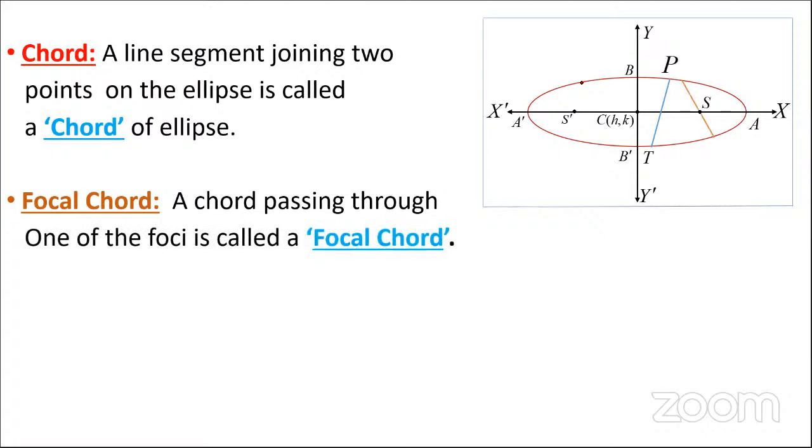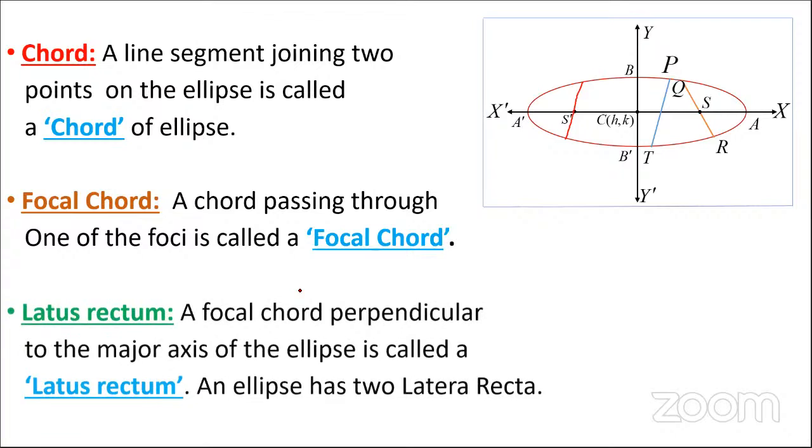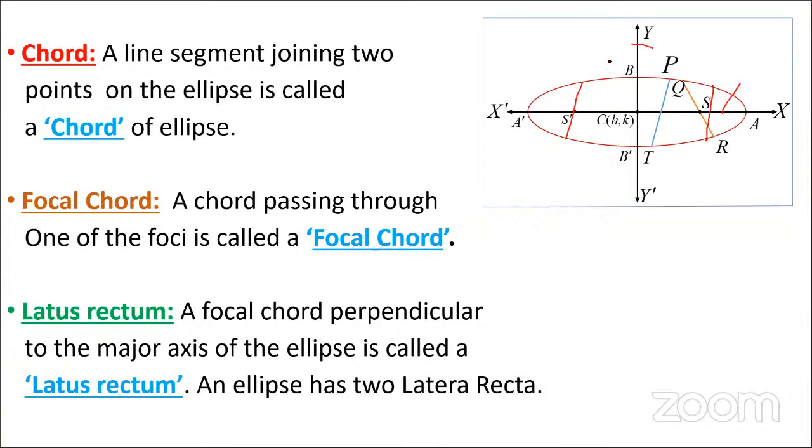Here I'm taking one, and you can also draw the focal chord. Then the latus rectum: a focal chord which is perpendicular to the major axis. If this is the major axis, this is the perpendicular. If it is on the y-axis, then I will get it like this. So a focal chord perpendicular to the major axis of the ellipse is called the latus rectum. An ellipse has 2 latus rectums. I think you are all getting it.